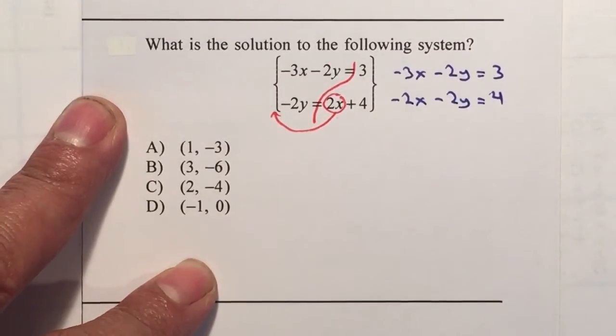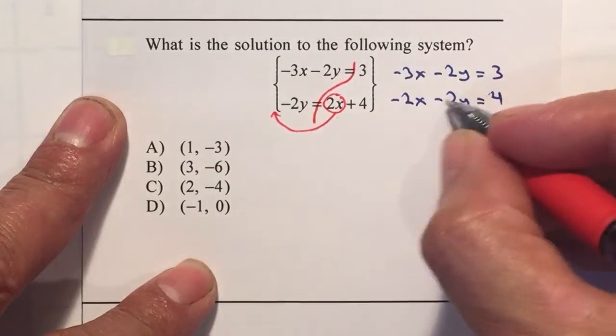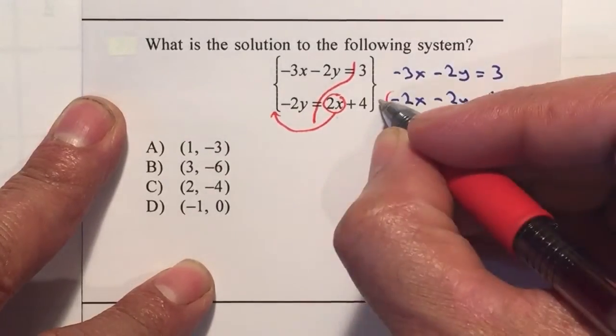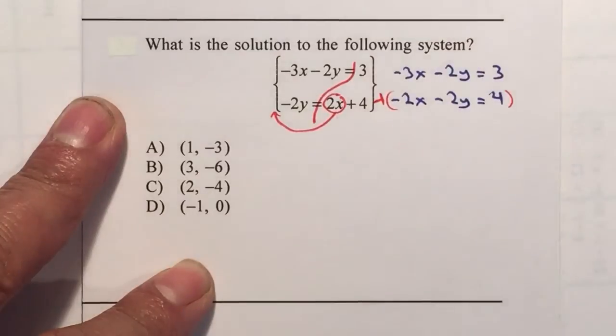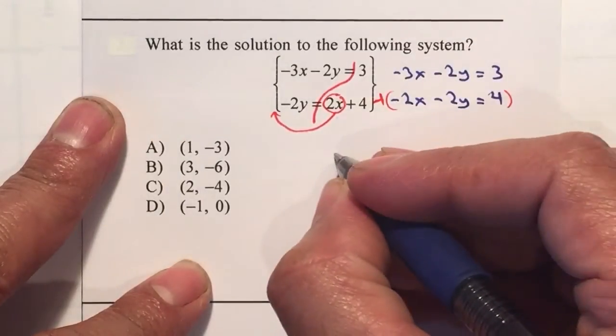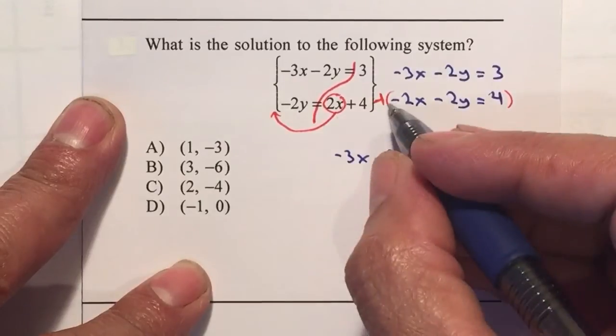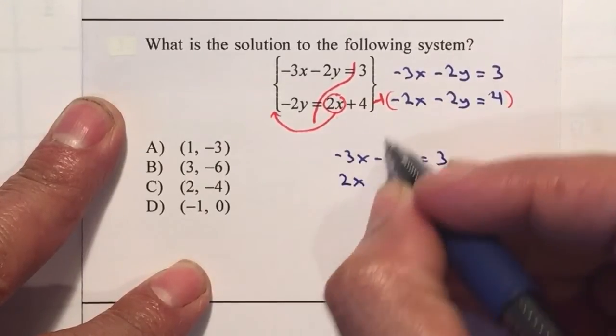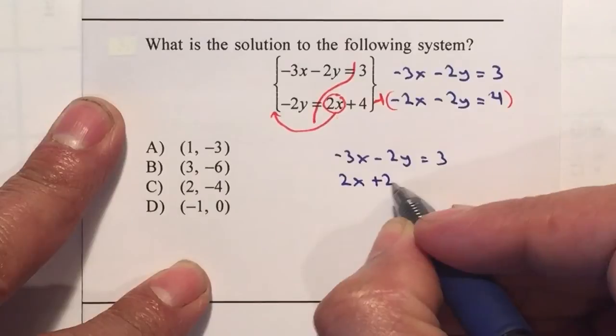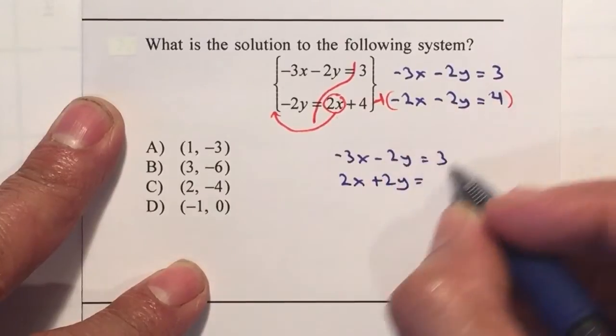I need to decide whether I want to cancel my x's or my y's. In this case, I'm going to cancel my y's. I'm going to multiply by negative 1. So my first equation stays the same. That becomes a 2x plus 2y equal to negative 4.